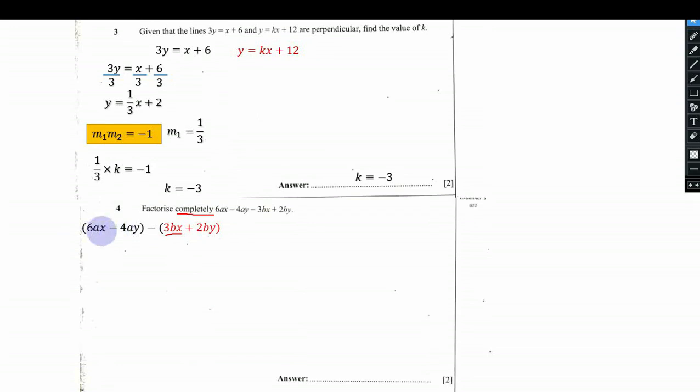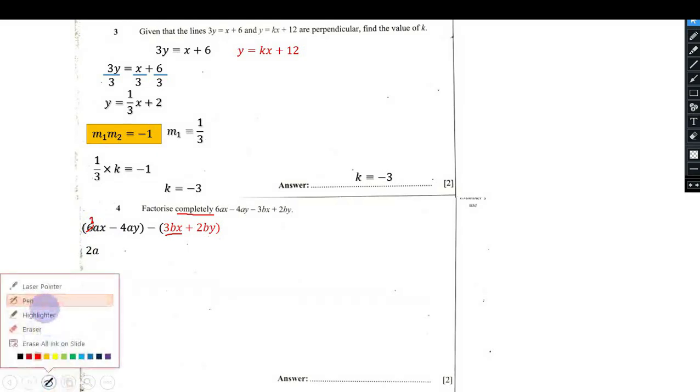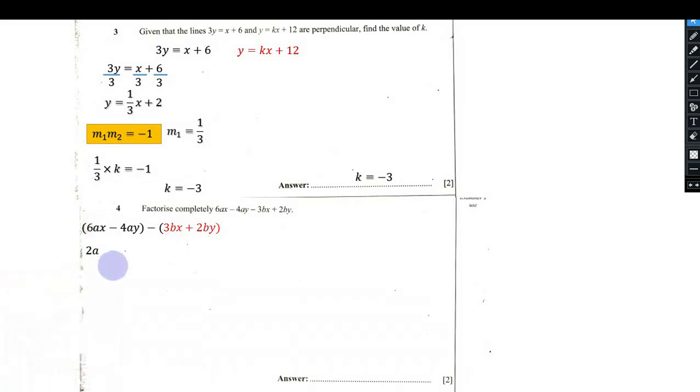Good. The 2a is common. So we take the 2a outside, we open the bracket. Now 2 dividing into 6 is giving us 3. Then a dividing into a is giving us 1. So 2 times x will just be, good, 2x. And then 2 dividing into negative 4 will be negative 2, and then a into a is 1, so negative 2 times y will just be negative 2y.